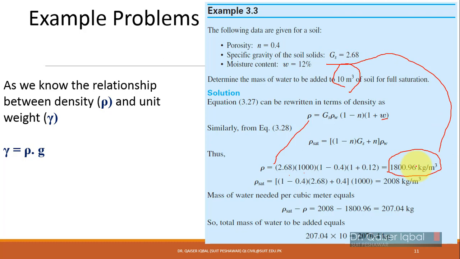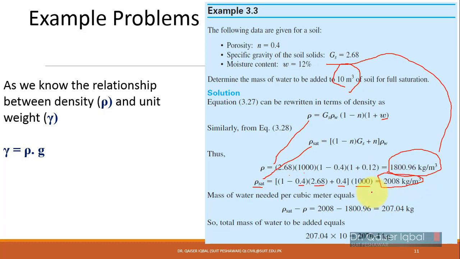Now, how much should the density be if it is fully saturated? For that we need the saturated density, so we use this equation, which is equal to 1 minus N into GS plus N into rho W. So 1 minus N, which is 0.4, into GS, which is 2.68, plus N, which is 0.4, into rho W, which is the density of water, equal to 1000. So the saturated density is 2008 kg per cubic meter.